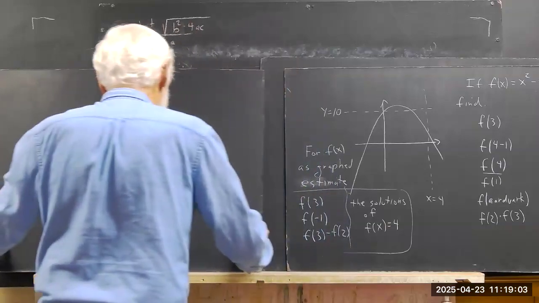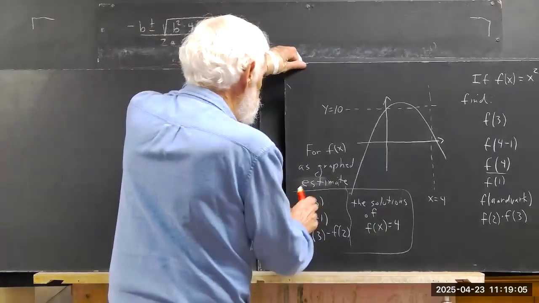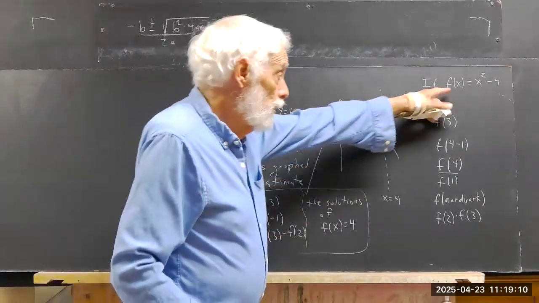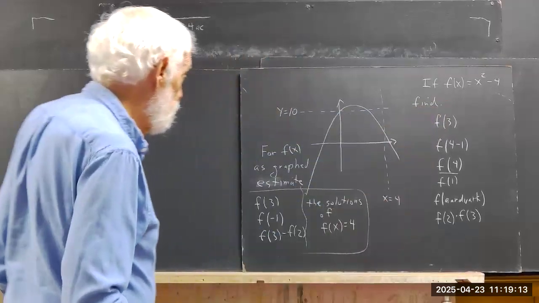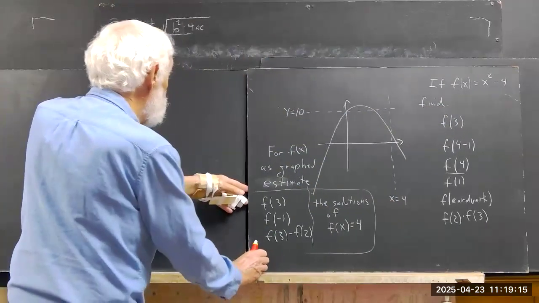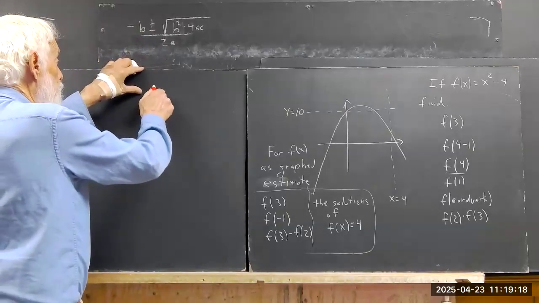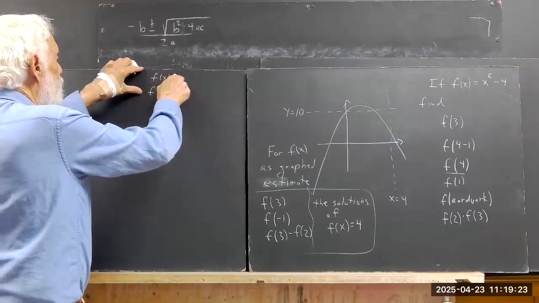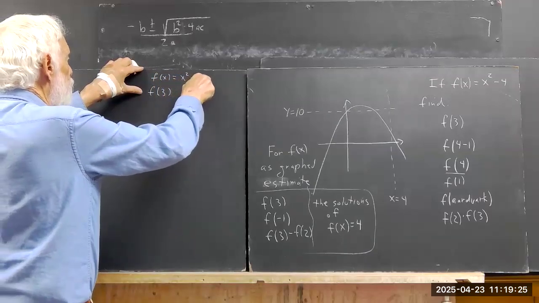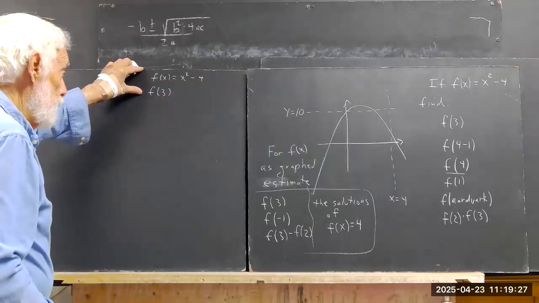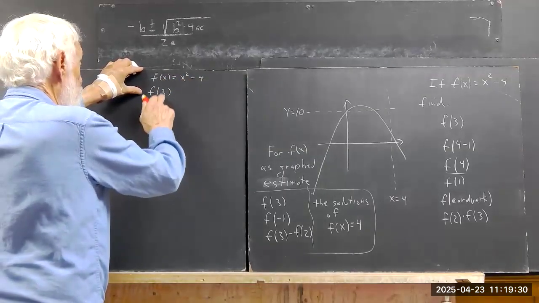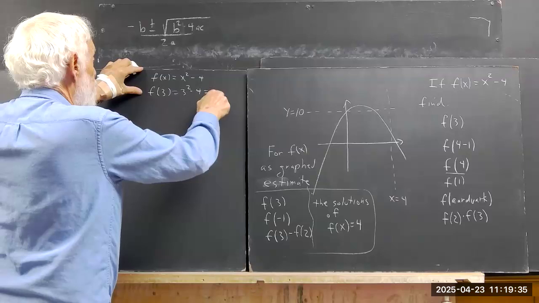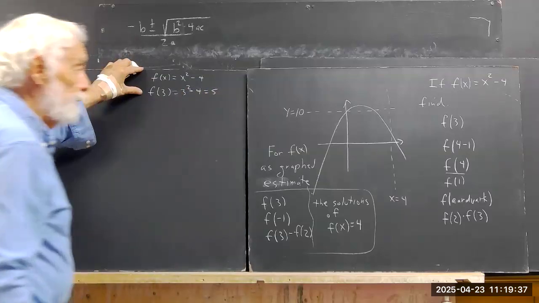Okay, we're asked to apply function notation to this function with these expressions. First of all, f of x is x squared minus 4. We'll just put it there where we can refer to it. So if we want f of 3, then x must be 3. So that's 3 squared minus 4. If you do the arithmetic, that's 5.